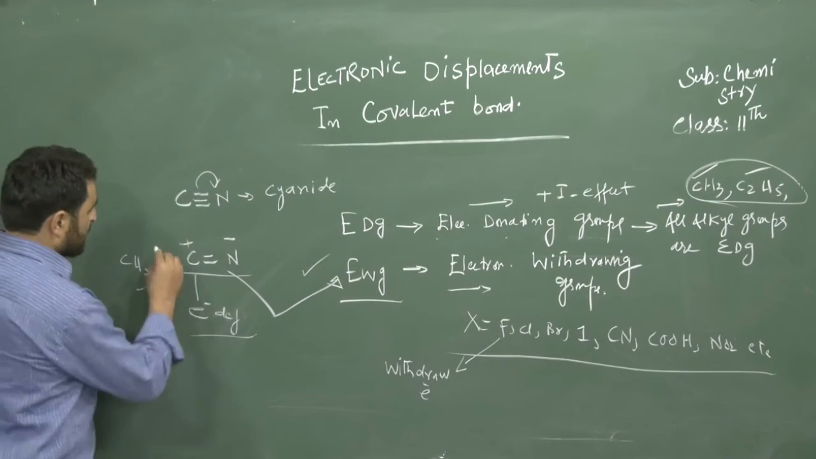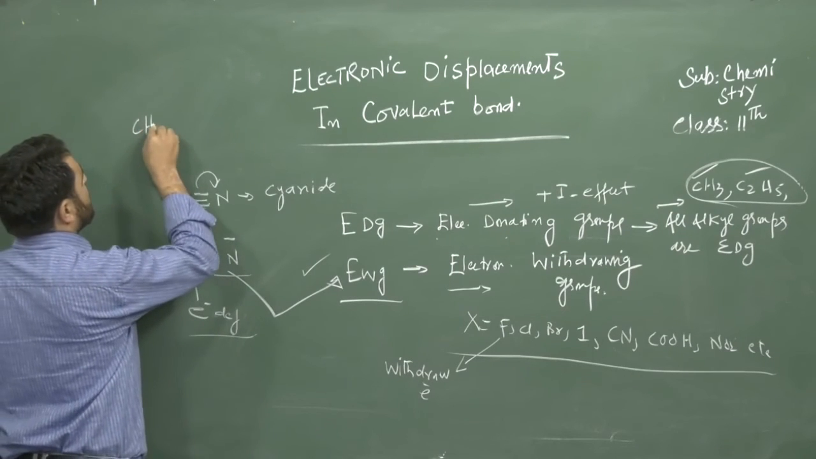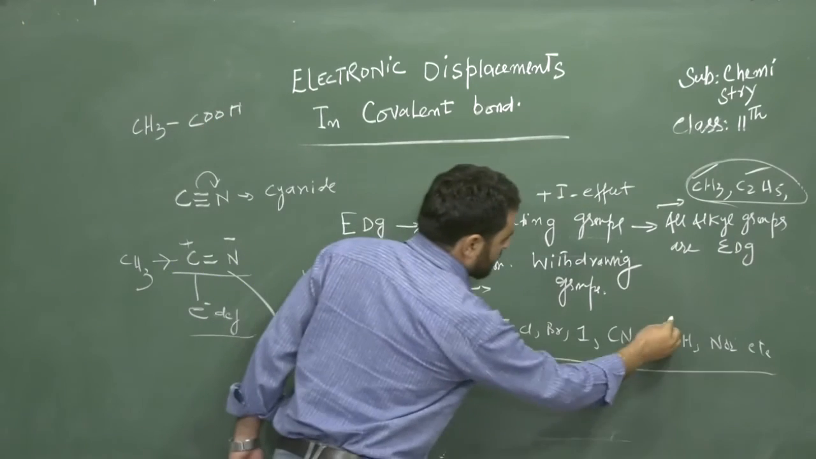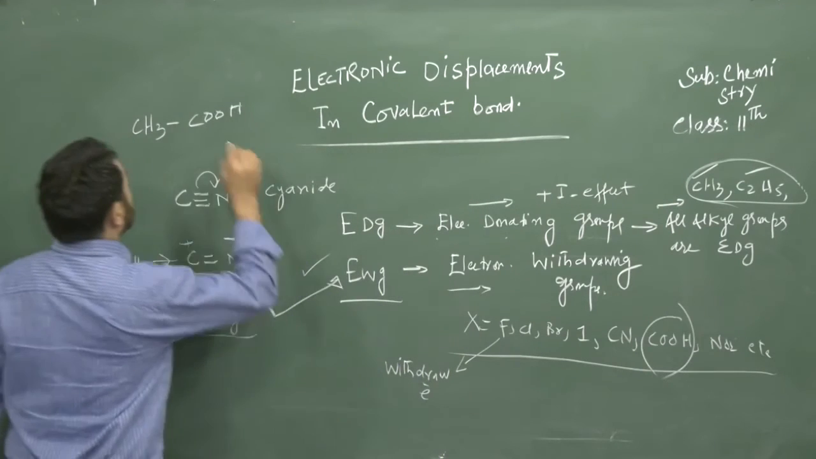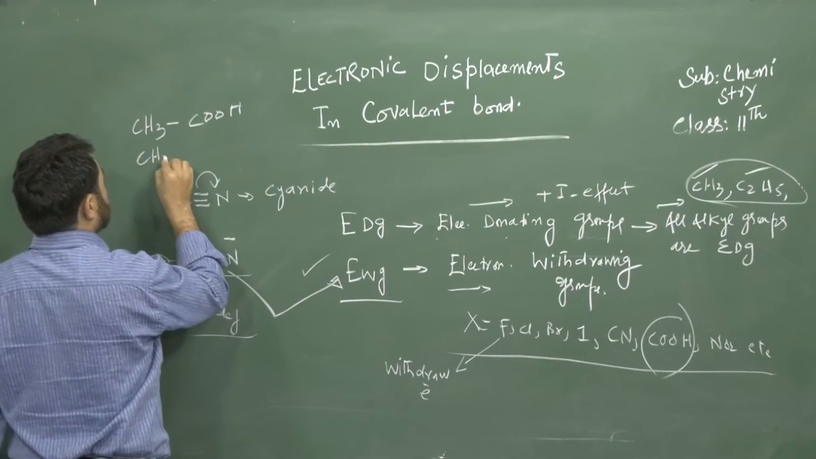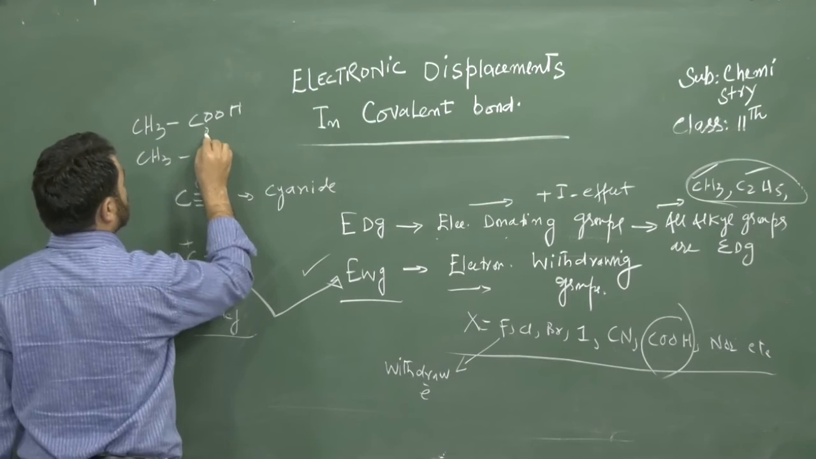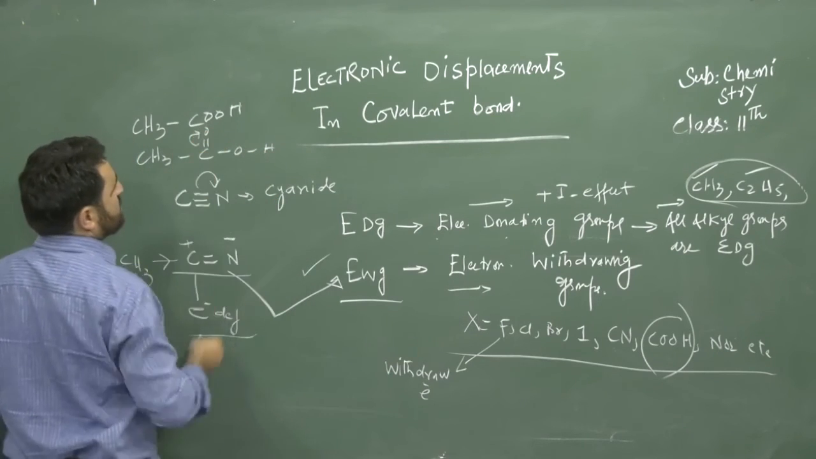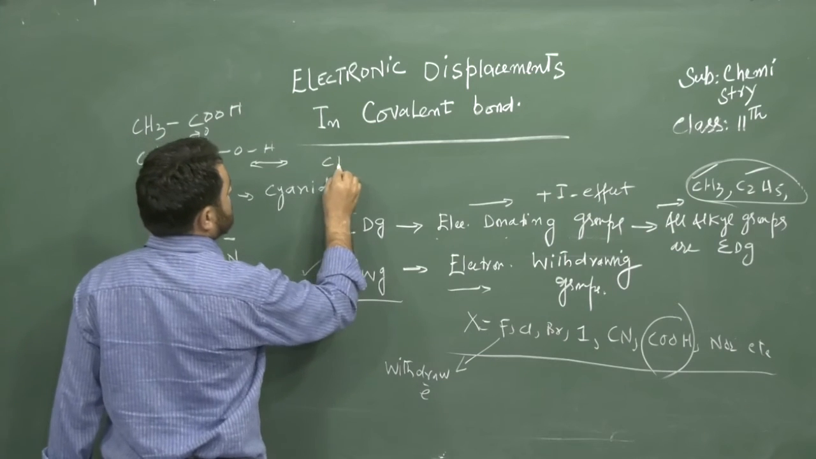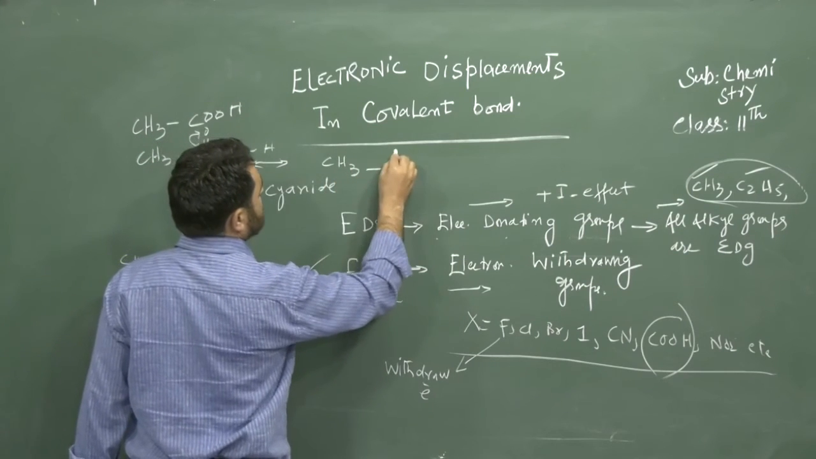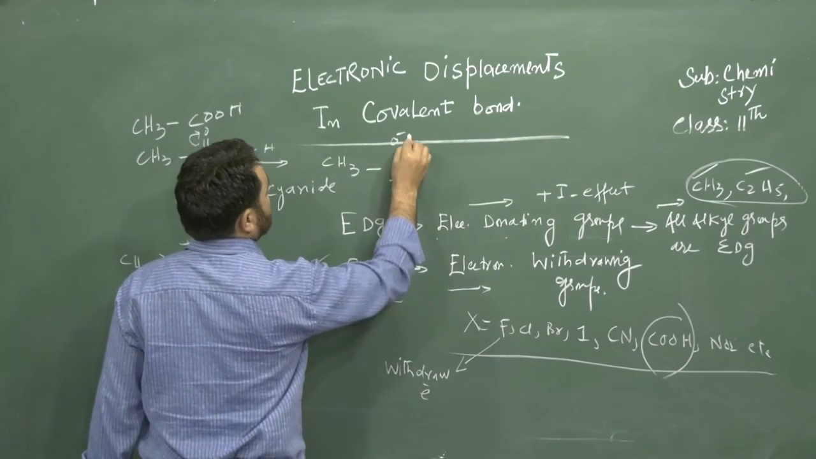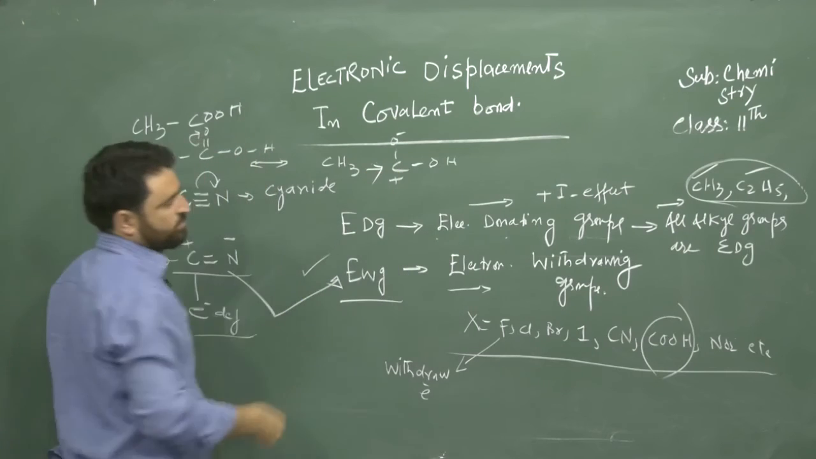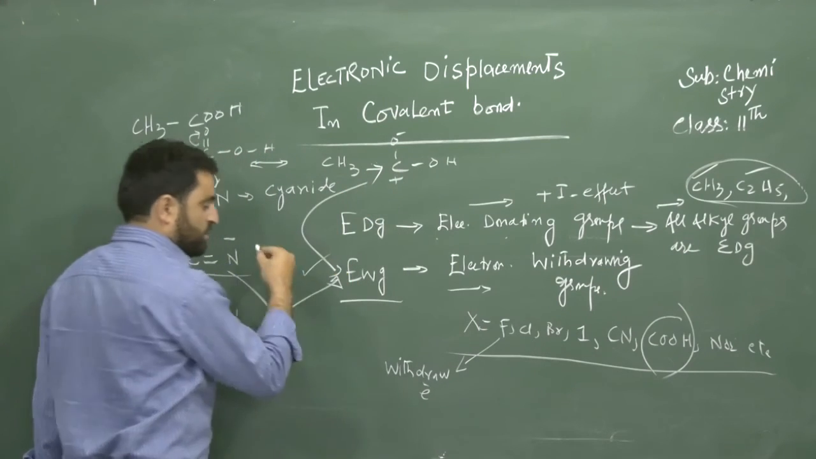Again, if I attach here CH3COOH, this carboxylic group, what will it do? If I draw the structure, CH3C double bond O, then OH. If I draw like this, the next structure will become CH3 single bond C positive, O negative, OH. Again it will withdraw electron from carbon. This proves it is an electron withdrawing group.